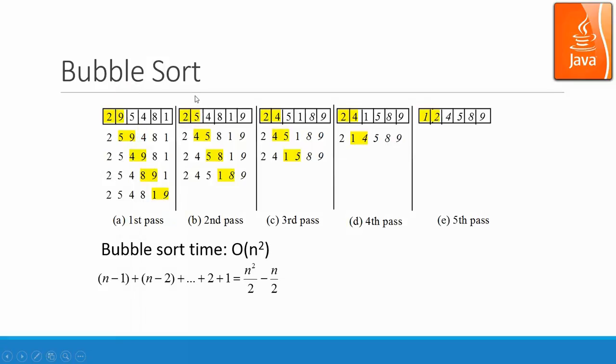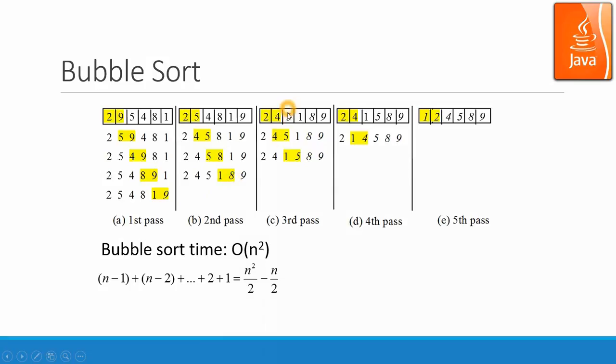The second pass, we start from here. We compare 5 and 4. 5 is bigger, so we swap. Then we compare 5 and 8. They remain the same. Then we compare 8 and 1. We swap. And right here we stop, because 9 is considered already sorted. It is the heaviest item in the array, so it remains there. So after this, 8 becomes the second largest number.